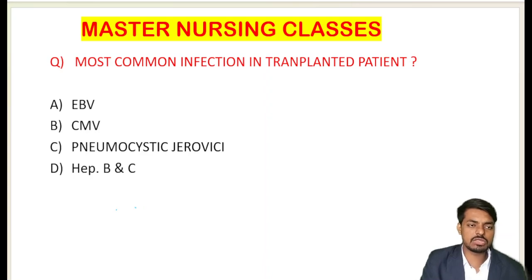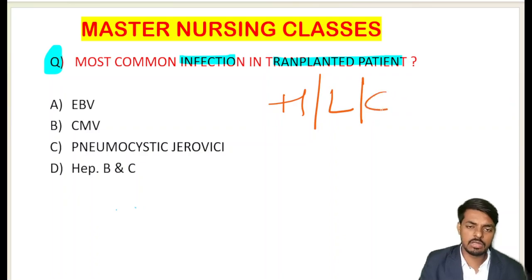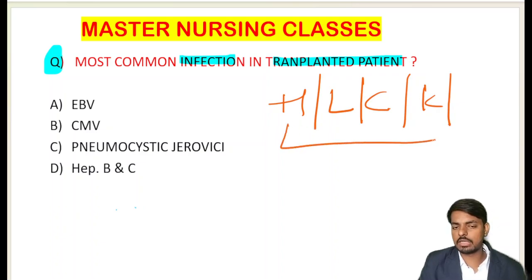This is the last question and the best question of the day. Read the question carefully and try to answer. The most common infection in a transplanted person, not only in kidney transplantation, whether it is heart, liver, cornea or kidney transplantation, the most common infection is the infection of the cytomegalovirus.